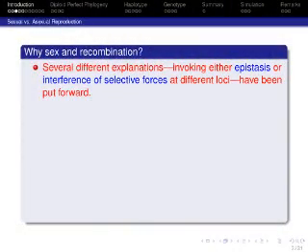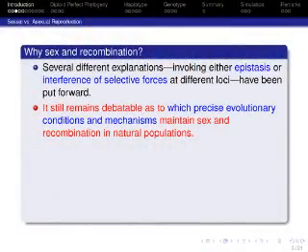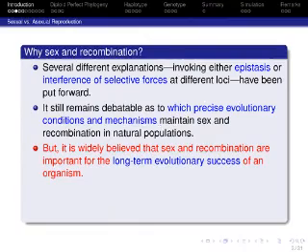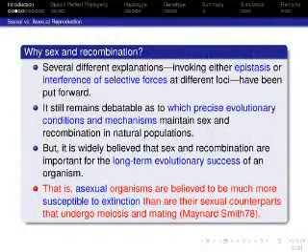So several ideas have been put forward to explain this phenomenon, usually invoking either epistasis or interference of selective forces at different positions in the genome. But it still remains debatable as to which precise evolutionary conditions and mechanisms maintain sex and recombination in natural populations. But I think most people would agree that sex and recombination are important for the long-term evolutionary success of an organism. That is, asexual organisms are much more likely to go extinct than the sexual counterparts. So this is a widely accepted wisdom, but there are counterexamples in nature.